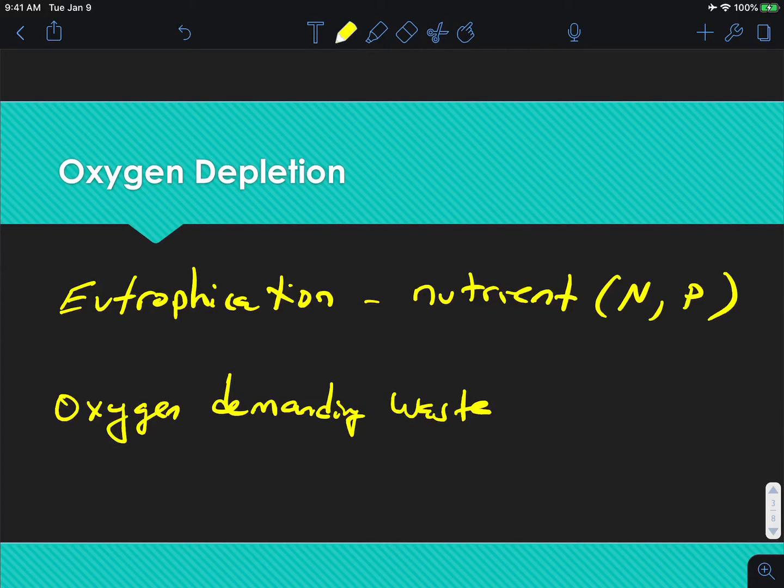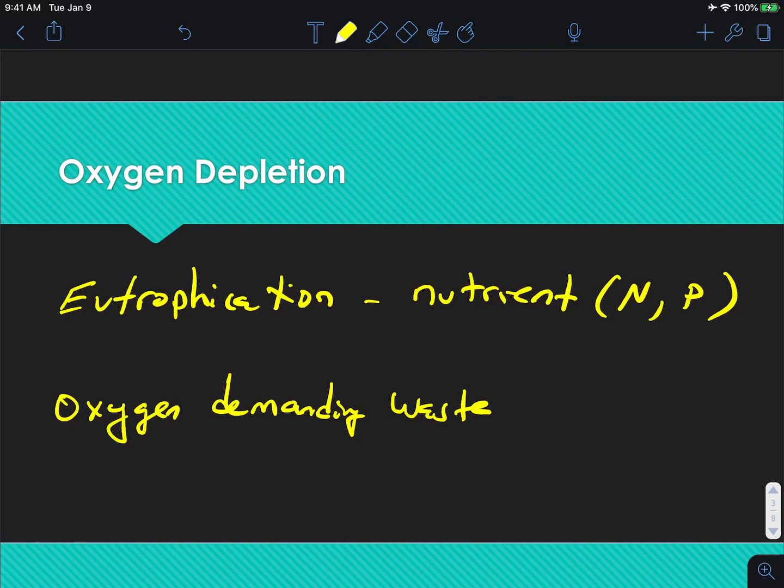So the bacteria break them down, and of course, bacteria go through respiration. We talked about that early in the course. Respiration, of course, is the same thing you do. You basically use up oxygen, and you produce carbon dioxide. So the bacteria degrading the algae is what depletes the oxygen.